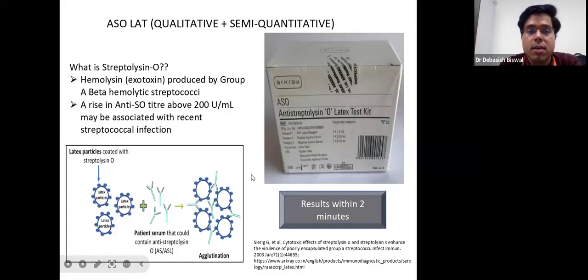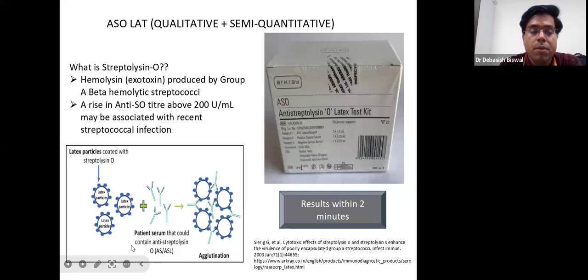Then there is also a commercially available rapid test for anti-streptolysin O. So basically, what is streptolysin O? It is a hemolysin produced by group A beta hemolytic streptococci, and the cutoff we take is above 200 units per ml. Any rise in anti-ASO titer above 200 units per ml is associated with a recent streptococcal infection.